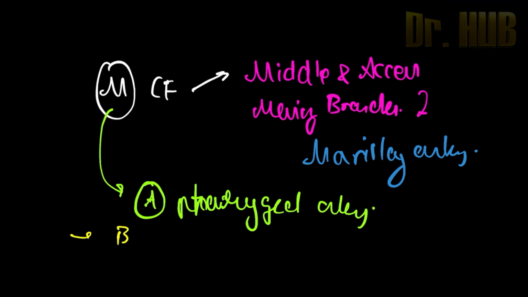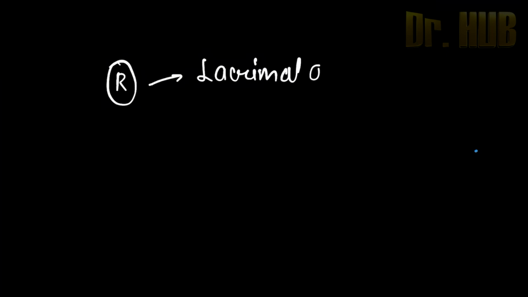Next are the branches of the ICA, that is the internal carotid artery. Then comes the recurrent branch. So this is the recurrent branch of the lacrimal artery.